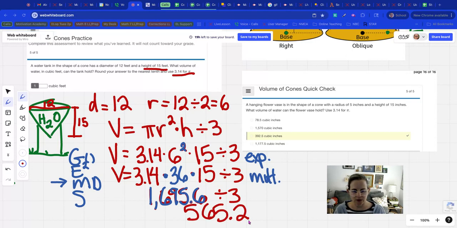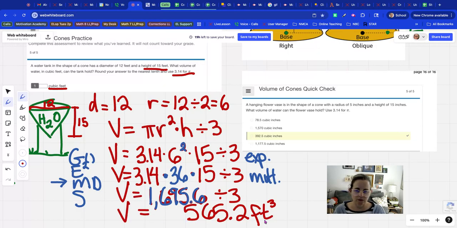565.2. Okay. And they've written it here, but I'm going to remind you that if it's volume, we measure that in cubic feet, inches, whatever. Okay, so that would be my answer here, 565.2. This is one of your practice problems.